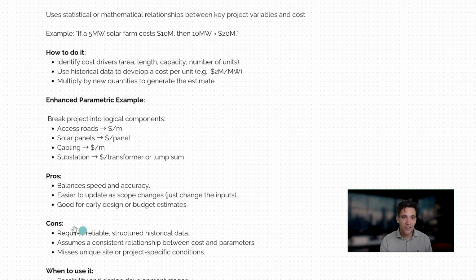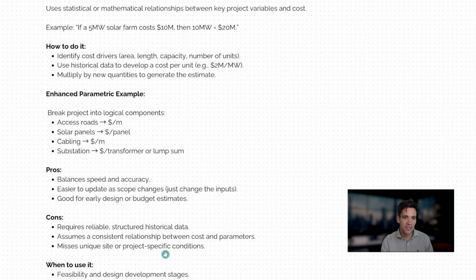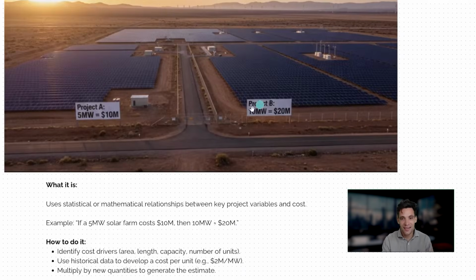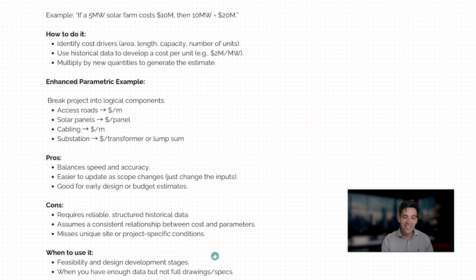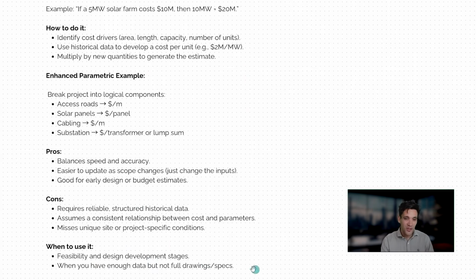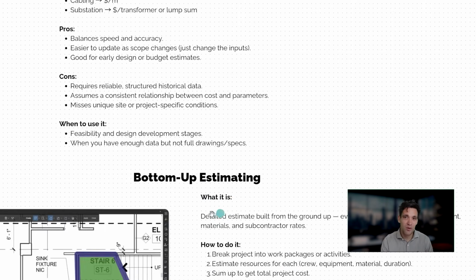However, negatives of this, it does require reliable, structured historical data. Again, if you're using a rate per meter of access road, the cost data for the access road doesn't match your current project. It's not going to be accurate. It assumes a consistent relationship between cost and parameter. So for example, again, solar farm, there are some fixed costs associated with a solar farm. It doesn't necessarily scale exactly per megawatt. So it's not really going to cover any of these fixed costs and misses any unique site or special conditions. You can use it at feasibility and design development stage when you don't have enough data, like full drawings and specifications, and also you can use it to check bottom-up estimates.